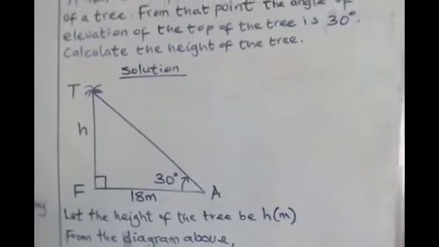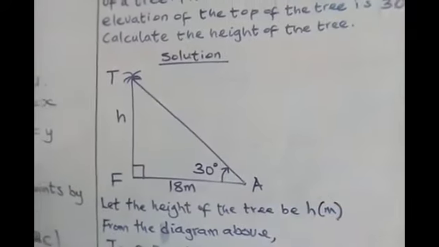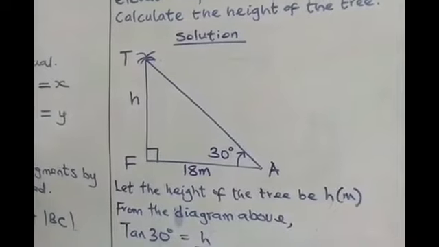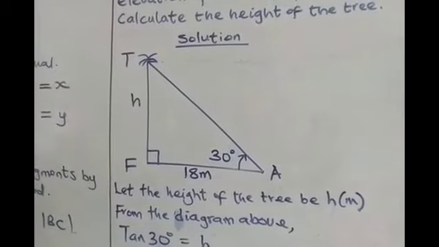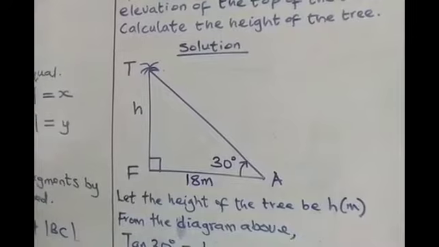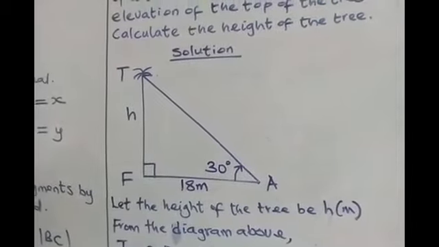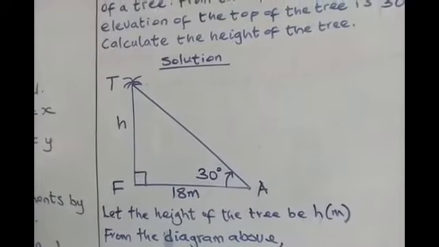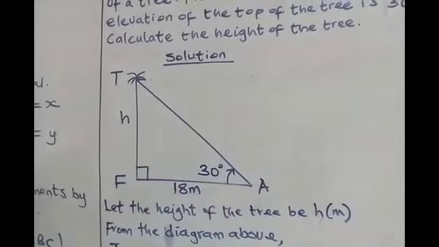The first thing, we shall draw a diagram explaining the question. From here, we have the diagram like that. The man is standing at the point 18 meters away from the foot of the tree. So F is the foot of the tree, T represents the top of the tree. Then the man is represented by point A. So from that point, we have 18 meters, and the angle of elevation of the top of the tree from the man is 30 degrees. So that arrow is pointing upward, which implies we have our elevated view and the horizontal view. So 30 degrees is there.